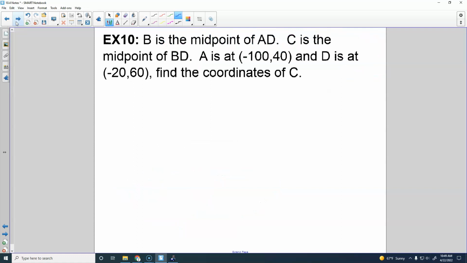Okay, we got one more type of problem that we're going to see. I like these. You definitely have to draw a picture for this. B is the midpoint of AD. So let's draw us a line. A, D, we put B in the middle. C is the midpoint of BD. So where should I put C on this line? In between B and D. So C is right here.